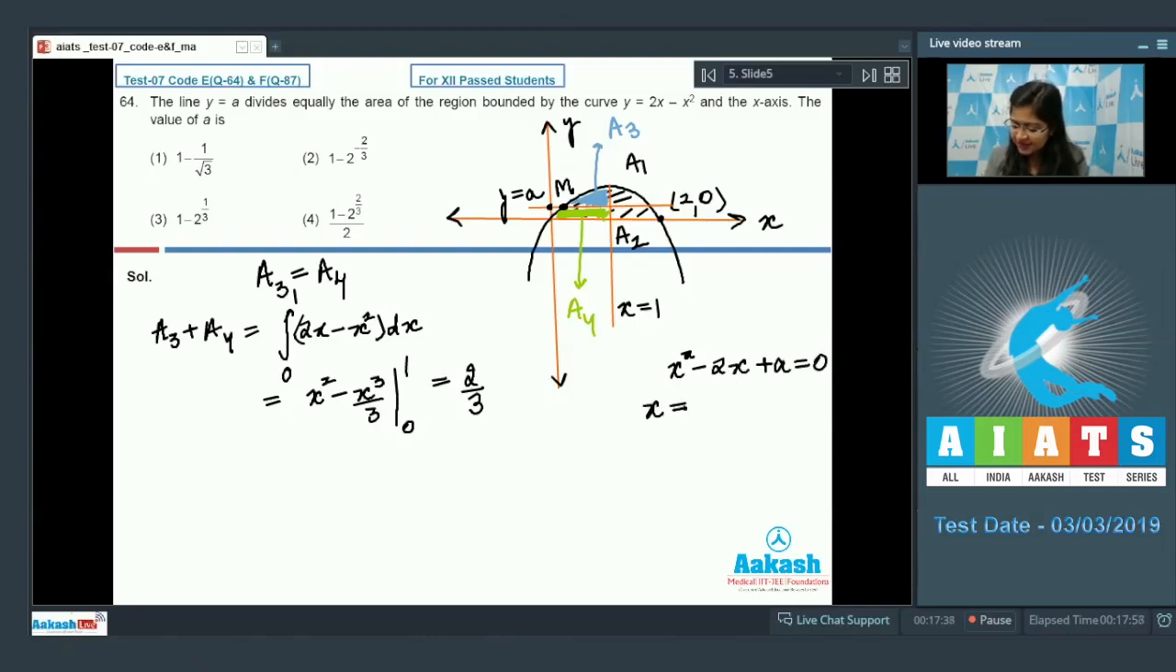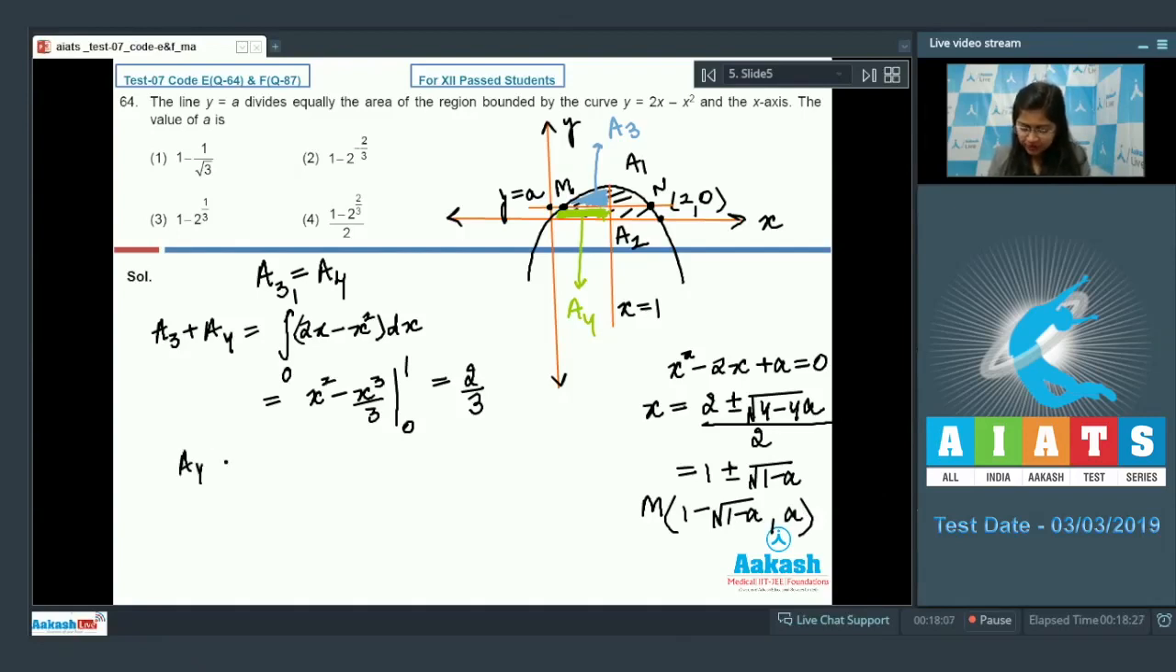Hence, we can say that x is equal to (2 plus minus under root 4 minus 4a) upon 2. So this is equal to 1 plus minus under root of 1 minus a. The 2 points are M and N. So the point M will be (1 minus under root 1 minus a, a). Right?